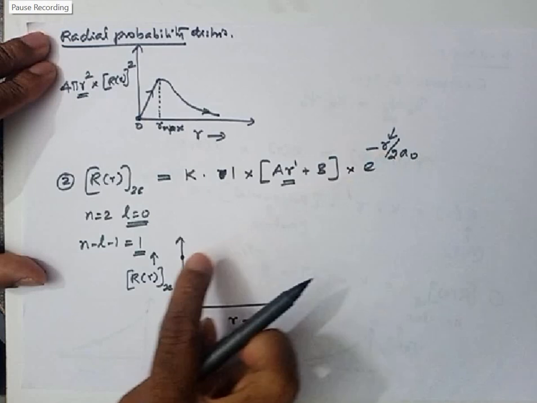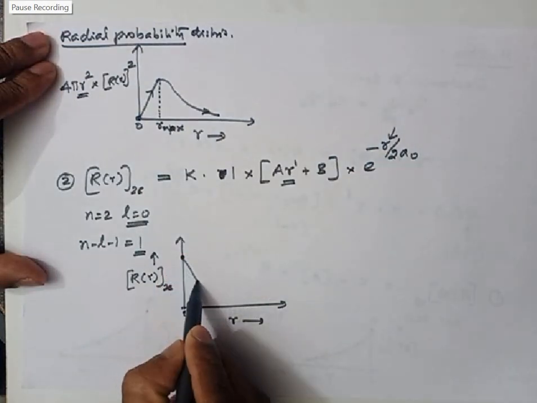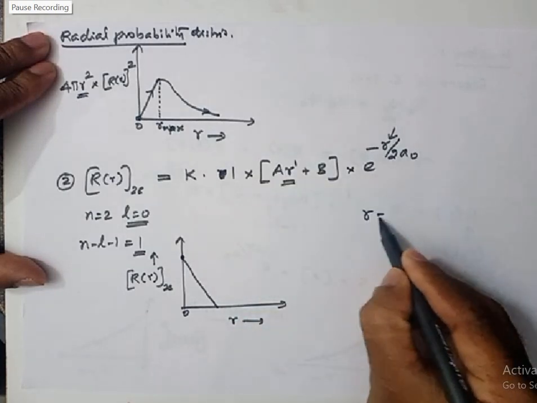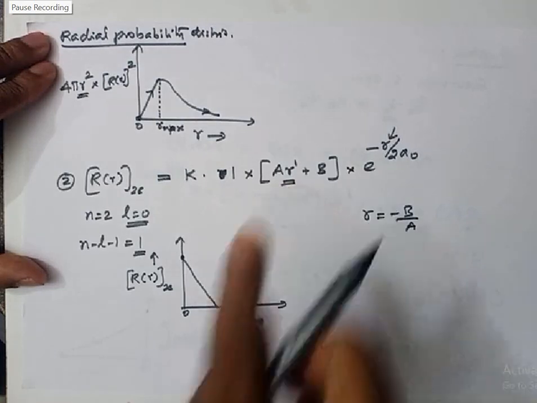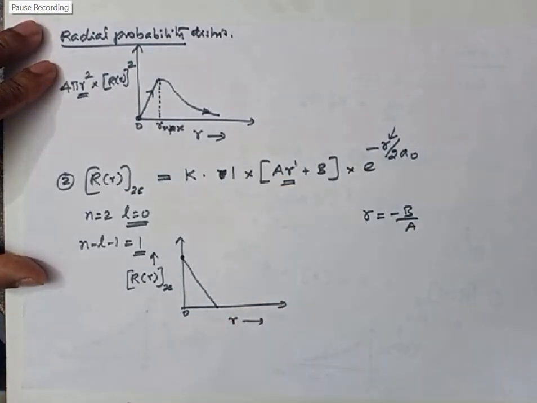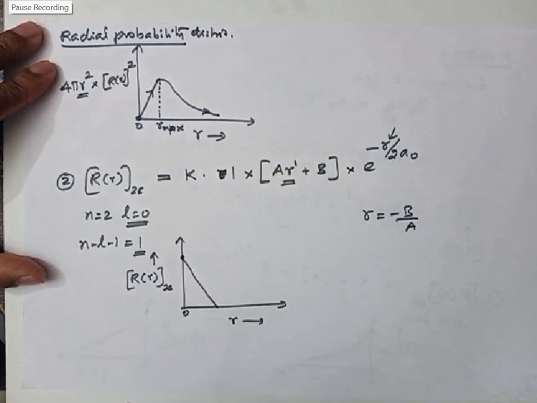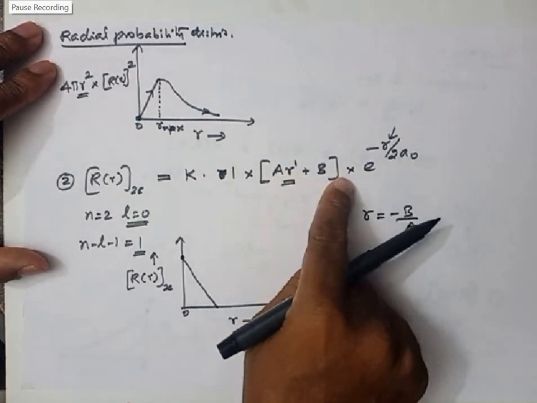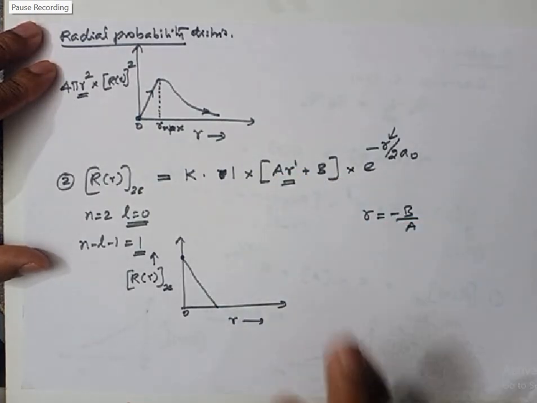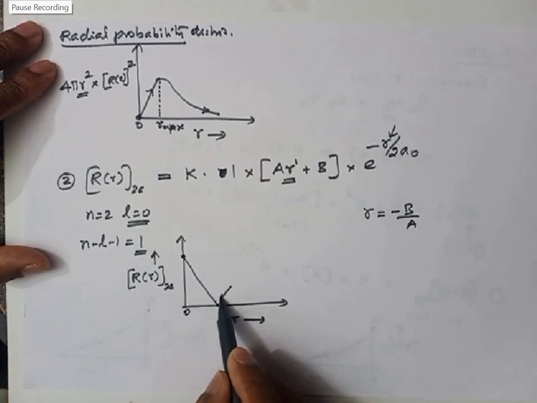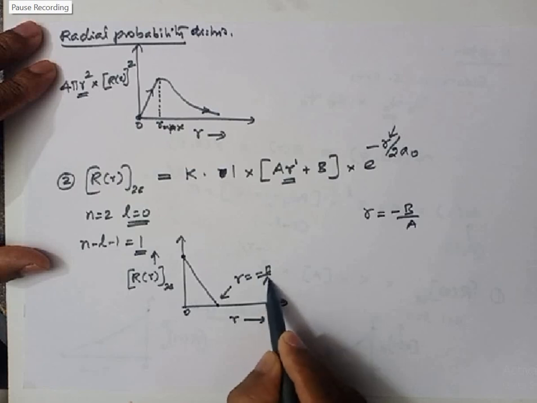Then as r increases, what will happen? We have exponential term here, so it will decrease, and at one stage, suppose if r equal to minus b by a, what will happen? In the place of r, if I put minus b by a, what will I get? Minus b plus b become 0. So the wave function becomes 0, yes, when r is equal to minus b by a.